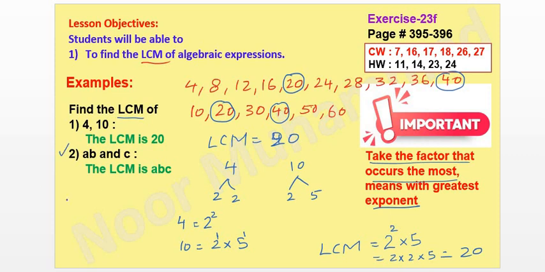Okay, if you look at the second example, it says what is the LCM of AB, this is one term, and the other one is C. If I look at AB, what are its factors? Its factors are A times B. And if I look at C, it has only one factor, that is C. So to find the LCM, I have to take each factor that is occurring the most. A is happening only once. B is occurring once, and C is occurring once. So finally the LCM will be ABC.